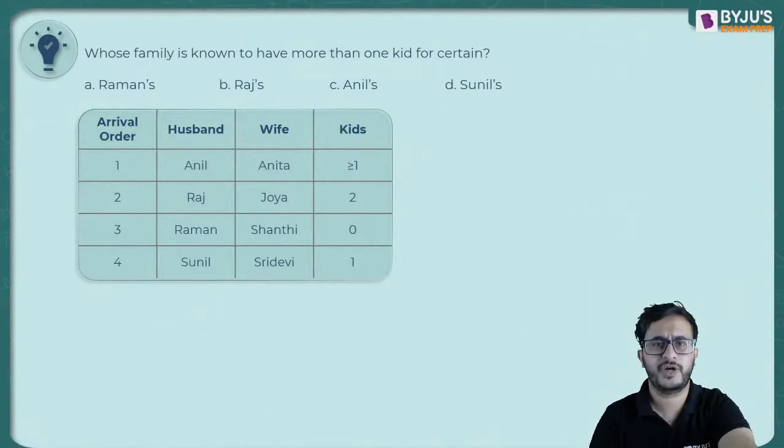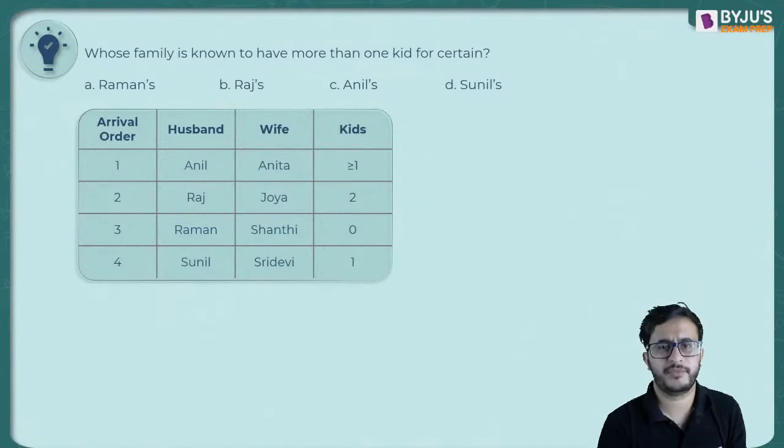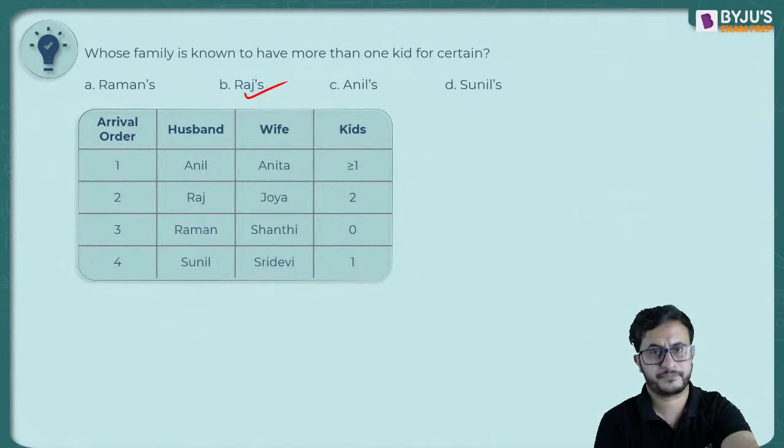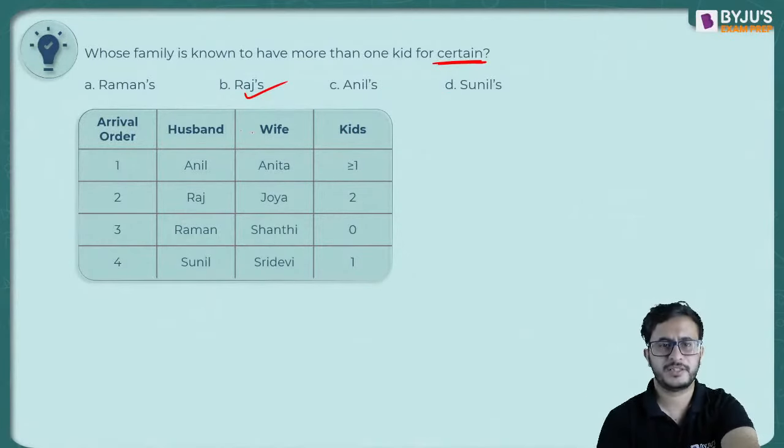Whose family is known to have more than one kid for certain. Now they've used the word certain because we do not know the number of children of this, right? Anil and Anita, no such information is given, but they will have at least one kid because only one of the families does not have a kid, right? But we are sure that Raj and Joya will have two kids. Okay, that's why it is given that it is certain. It is uncertain, right? It could be one, it could be two, but for Raj and Joya, it is certain that they have two kids.